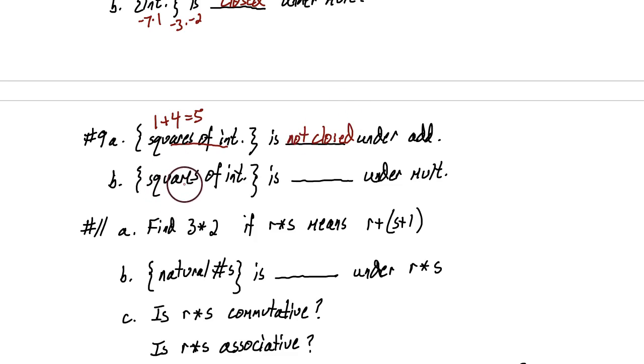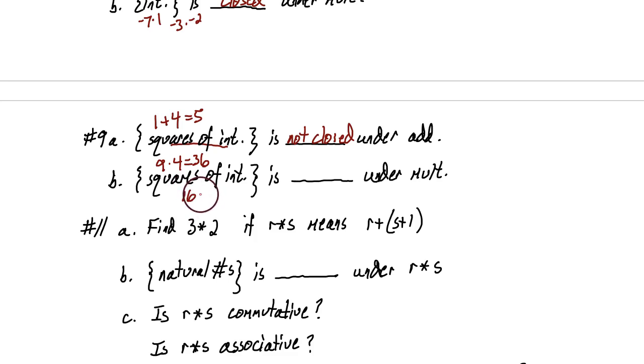If you multiply the perfect squares, will you get a square of an integer? One perfect square is the number 9. Another perfect square is the number 4. When you multiply, you get 36, which is the square of an integer. 36 is 6 squared. Let's try another example.